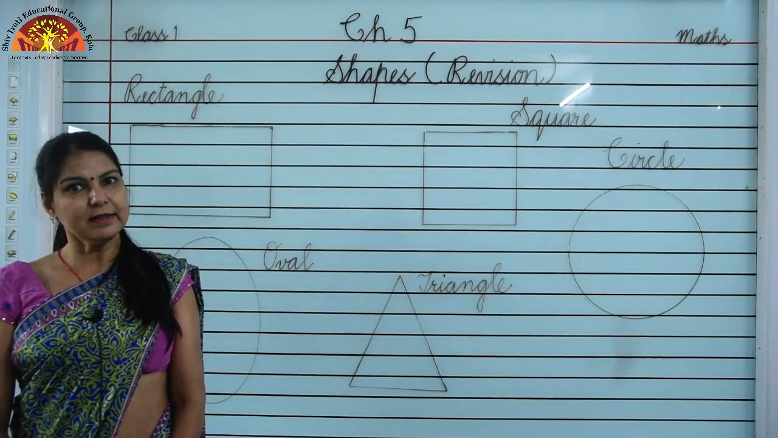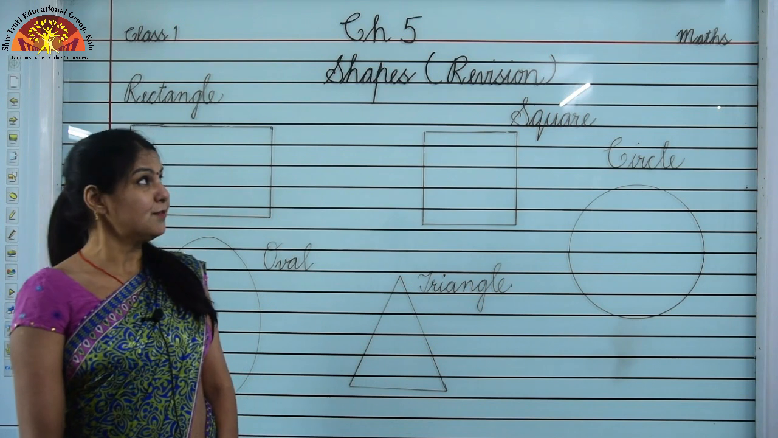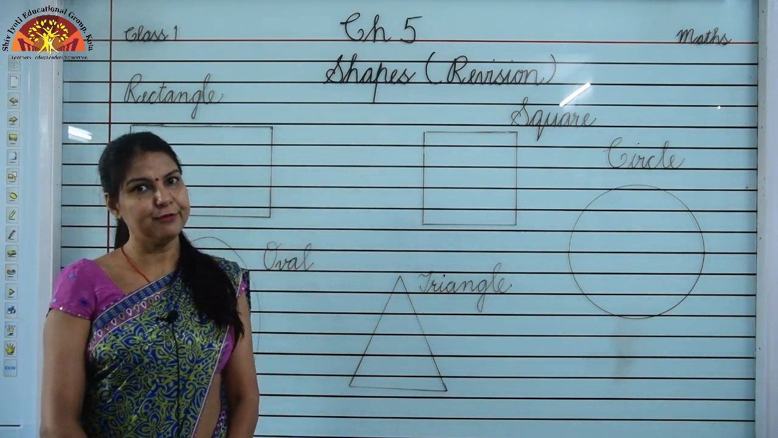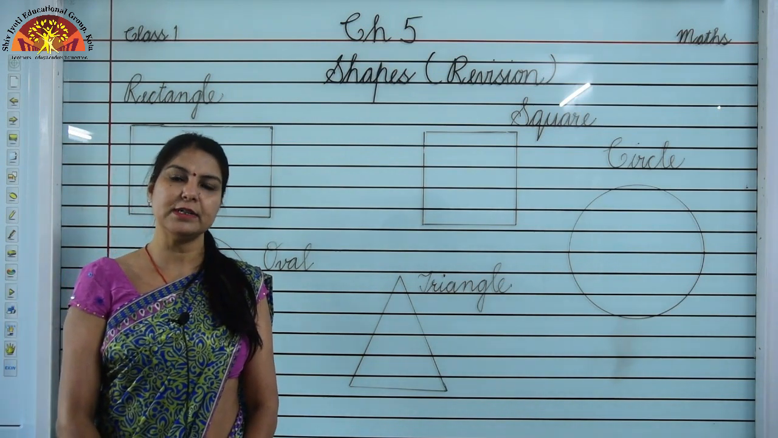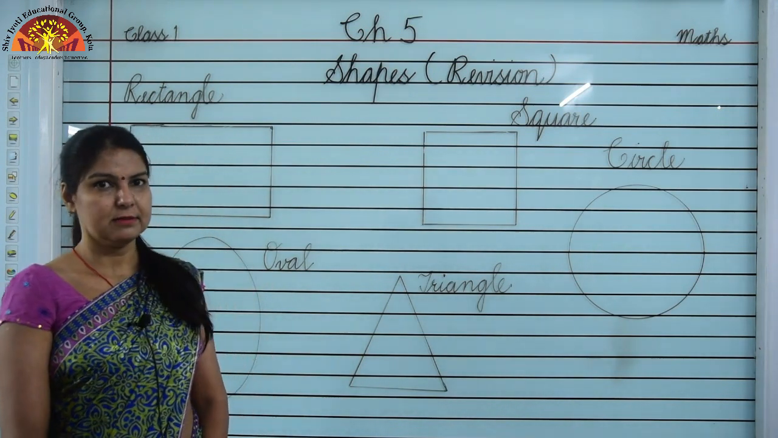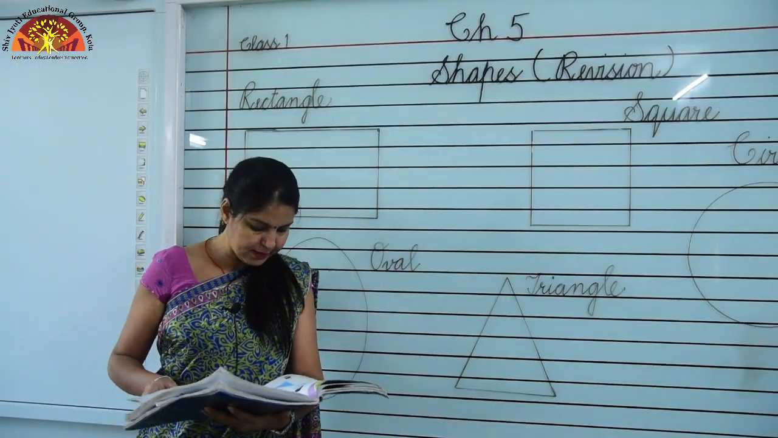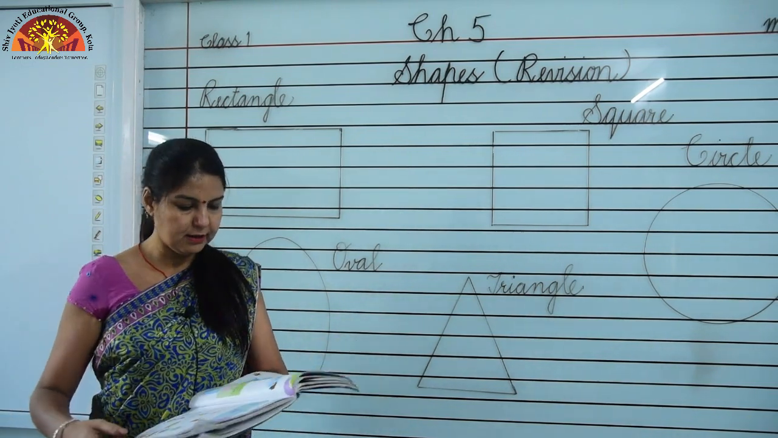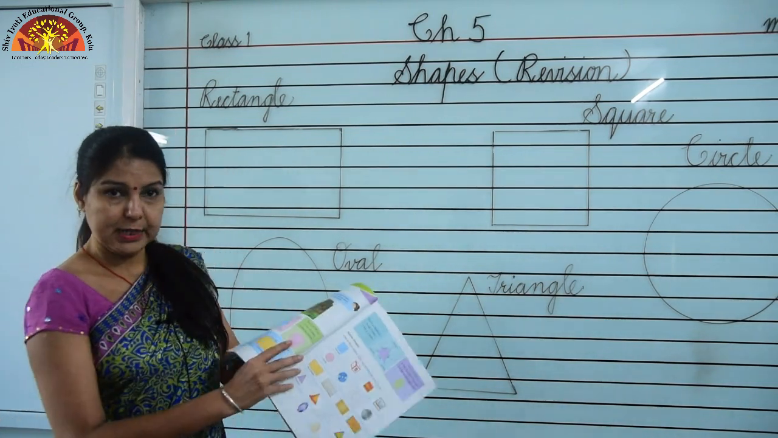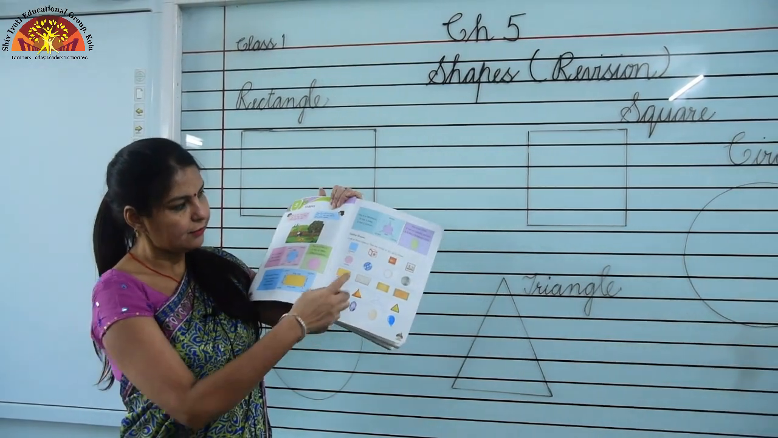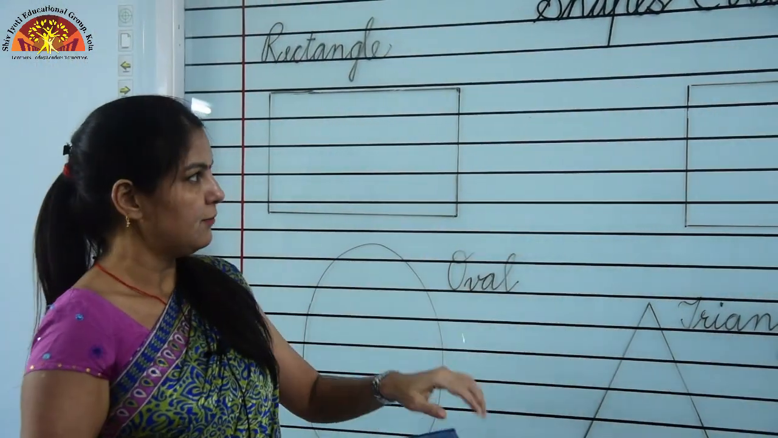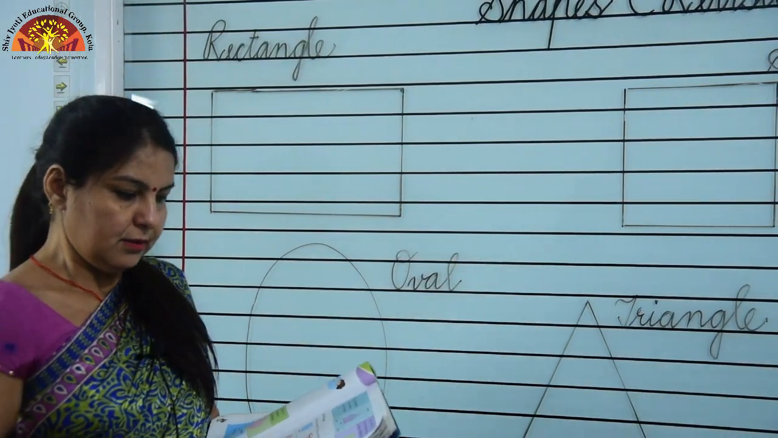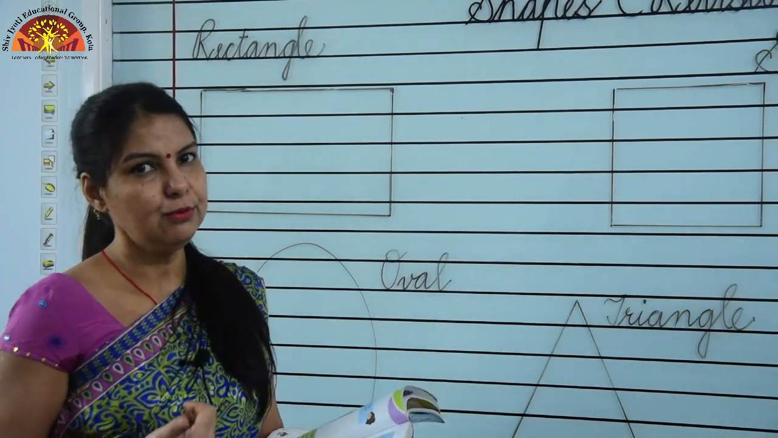Children, this is the time for revision. So, in this video we are going to revise chapter 5, shapes. I hope you have focused on the videos which we have uploaded till now. Now we will revise the chapter. Open page number 62 in your book. We will see shapes. Here you can see shapes are given 1, 2, 3, 4, 5 which I taught you here. Now we will see what things are similar to these shapes.